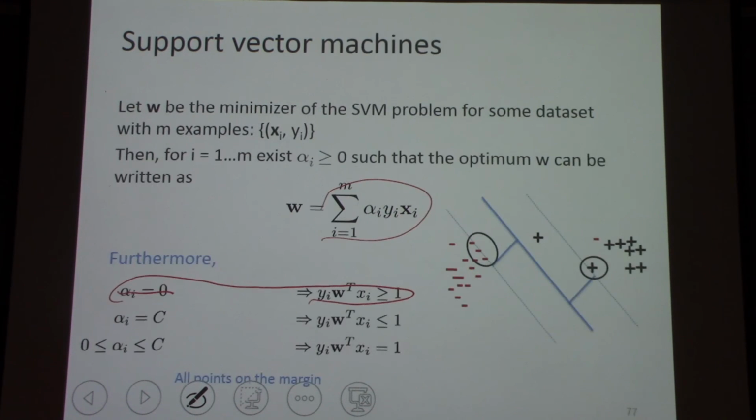This is an important property for SVMs, the fact that your final weight vector is a linear combination of yi xi over all the training set, and only those points that are misclassified or are close to being misclassified, namely these points, define the W.